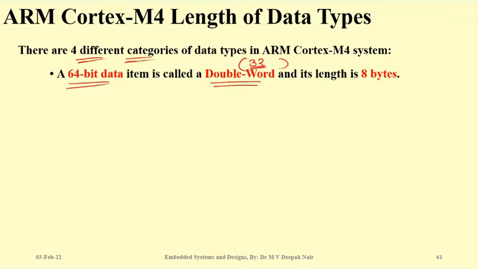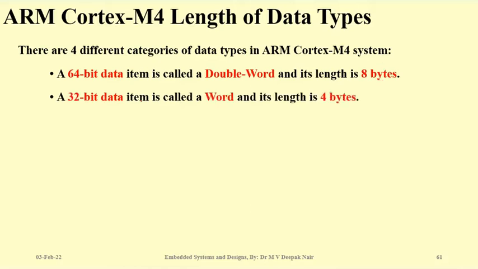8085 was an 8-bit microprocessor, right? In that case, the word size will be 8-bit only. So remember, the word is nothing but the size of the microcontroller itself. Okay. So double word means 2 times of the word, so 64-bit. So 64-bit data are double word, and it will take 8 bytes.